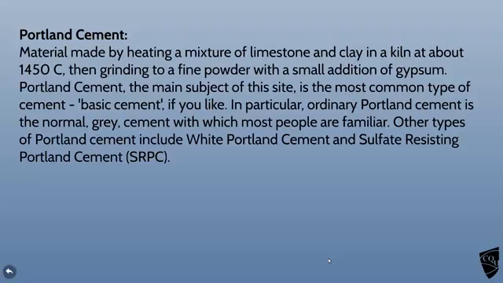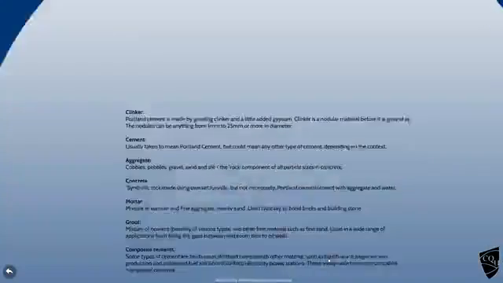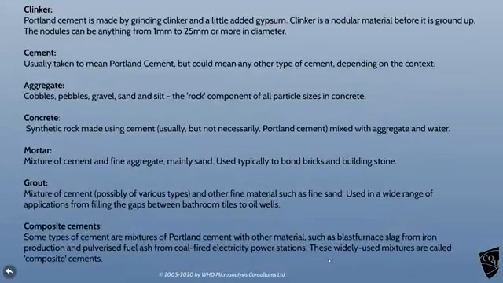You can get sulphate resisting ones as well, with some additives in them. Just a few things. Clinker. Portland cement is made by grinding clinker, which is all the bits and pieces. You have to grind it down into a powder. It's a nodular material, and you grind it up. Cement is just a term, and it generally is accepted as being Portland cement, or more precisely ordinary Portland cement.